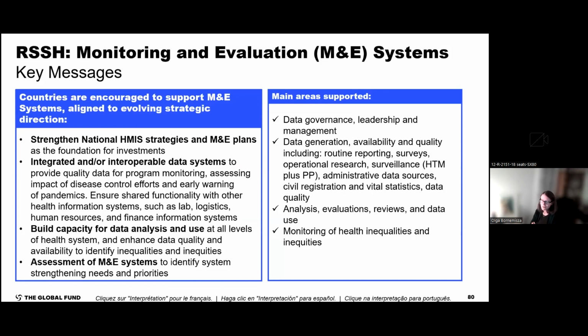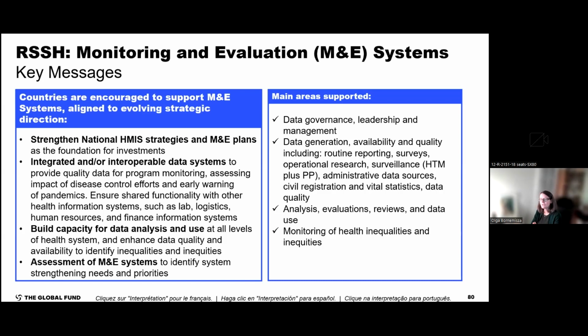The four main areas, which haven't really changed so much from before, are that we want to strengthen national HMIS strategies and M&E plans, because these are really foundational for the investments. We want to make sure there are more integrated and interoperable data systems to improve data quality. We want to build capacity for data analysis and use at all levels of the health system.